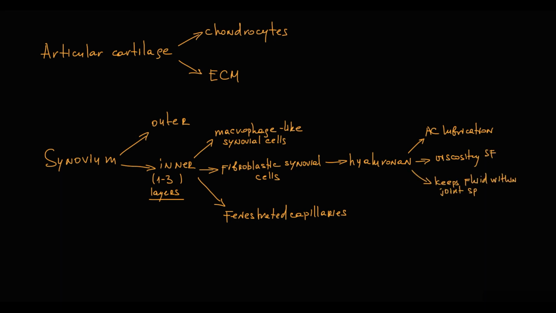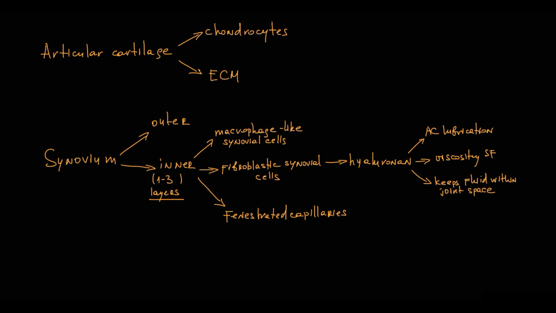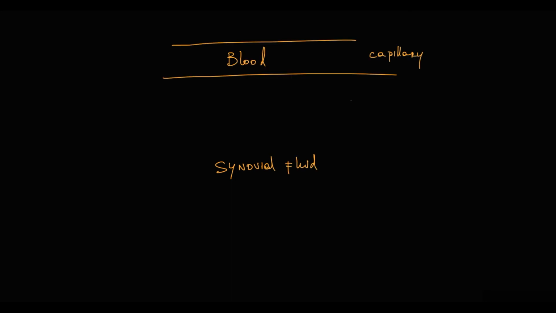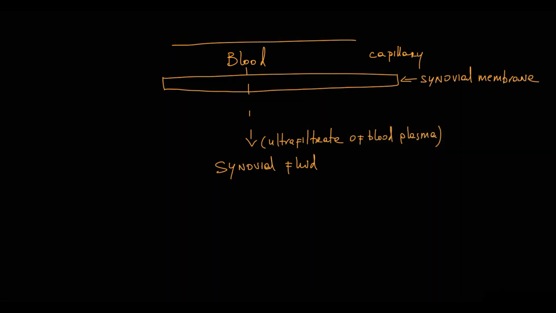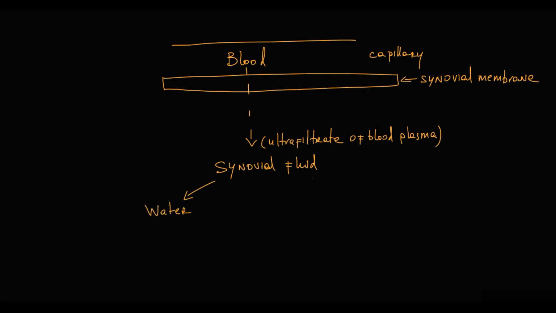And the logical question: if fibroblastic cells by production of hyaluronic acid just keep synovial fluid within the joint space, how is synovial fluid produced? Synovial fluid is produced by filtration of blood from capillaries through the synovial membrane. And in normal conditions, synovial fluid is an ultrafiltrate of the blood plasma, devoid of high molecular weight proteins and blood cells. Basically, synovial fluid is composed of water and nutrients such as electrolytes and glucose.